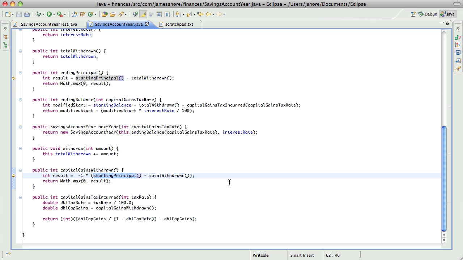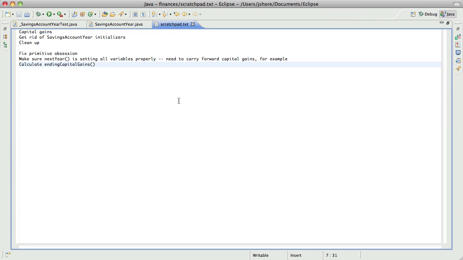But if we did use starting capital gains, no, it's based on the principal though. This does assume that we're not withdrawing more than we actually have, so we need to consider what to do about withdrawing more than this starting balance. And you know what, I think I'm just going to make that a failure to start with.